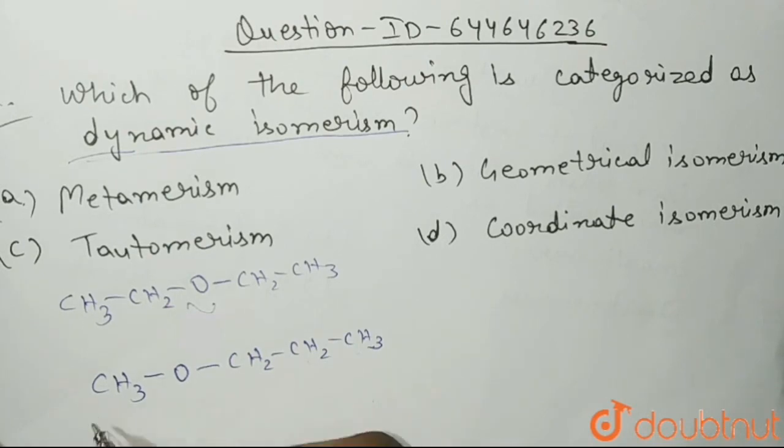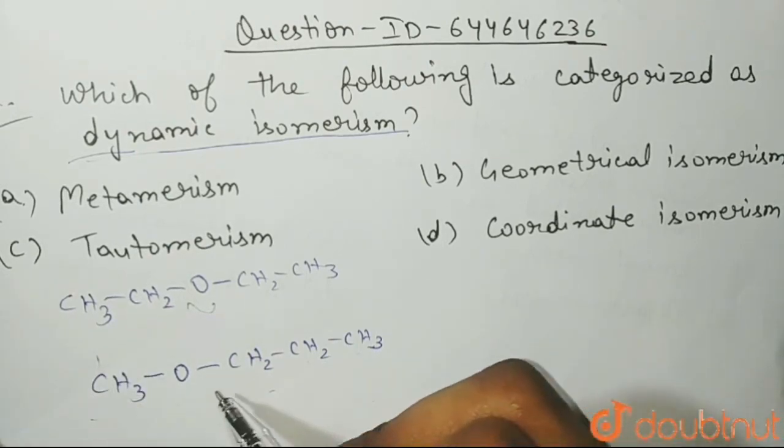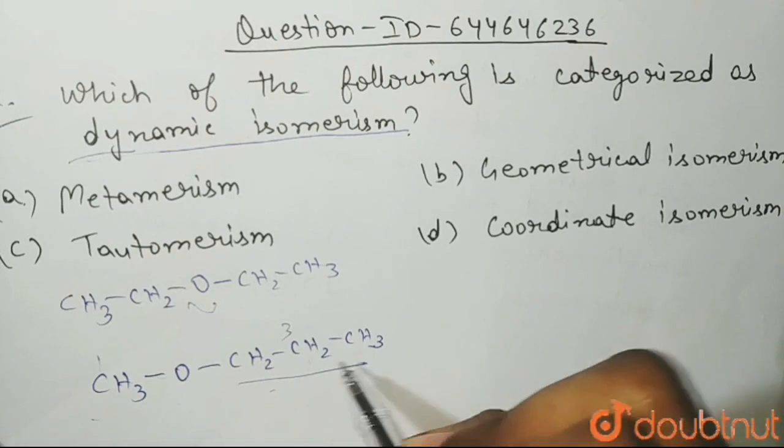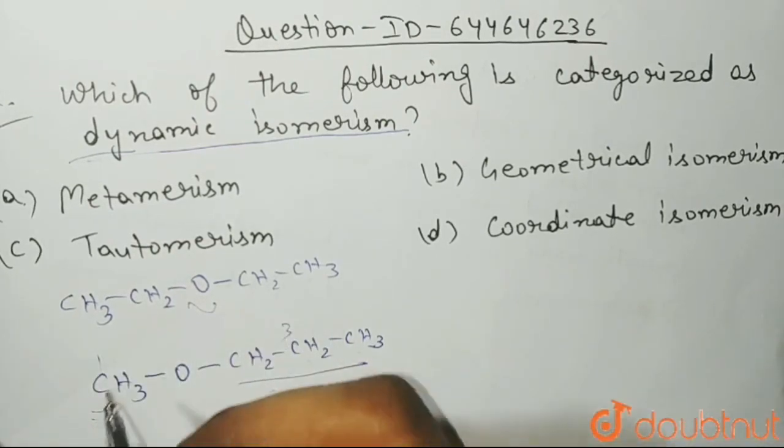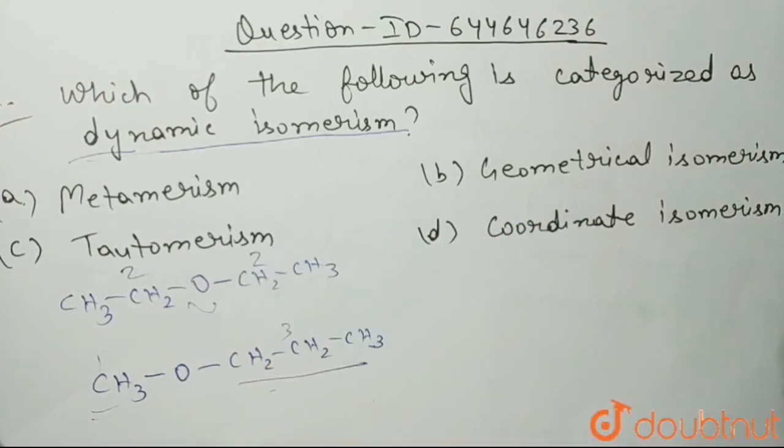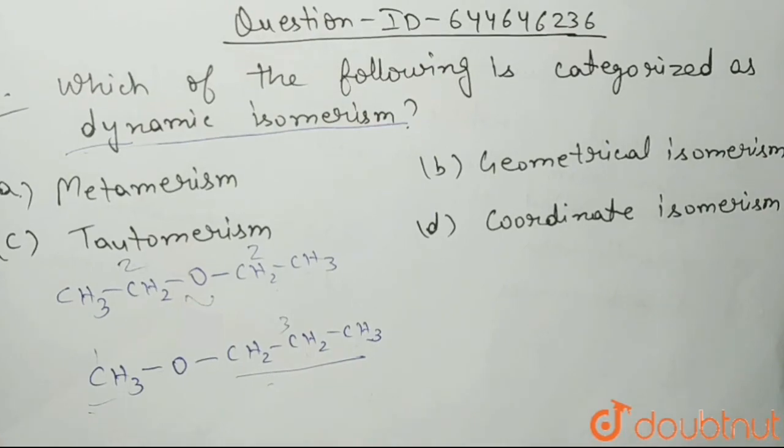Now if you see, the carbon chain is changing on both sides. Here it has only one carbon and here 3 carbon atoms are there in the chain, whereas earlier 2 carbon atoms were there in the chain on both sides. So this is metamerism, and it will not be dynamic isomerism.